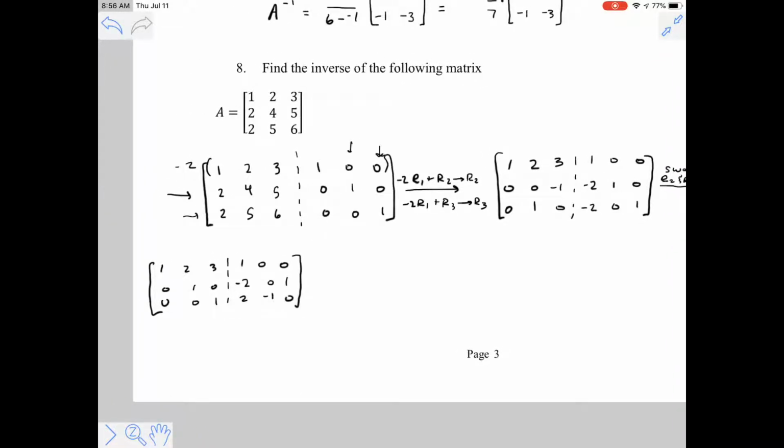Okay, so this entry right here, that 2, that needs to be a 0. So I'm going to use the 1 below it, this 1 right here. I'm going to multiply that by negative 2 and add. So I need to take row 2 and multiply it by negative 2, and add that to row 1. That's going to make a new row 1. So everything in row 2 is going to be multiplied by negative 2.